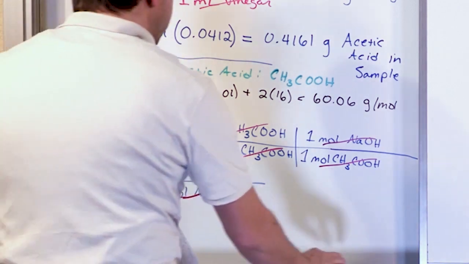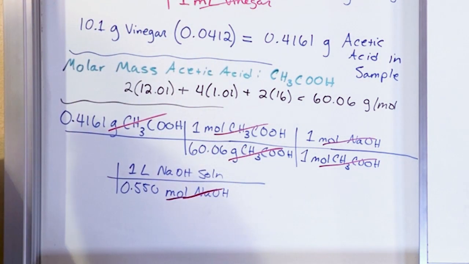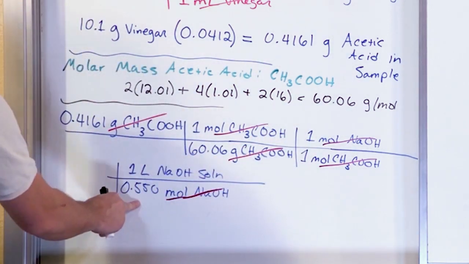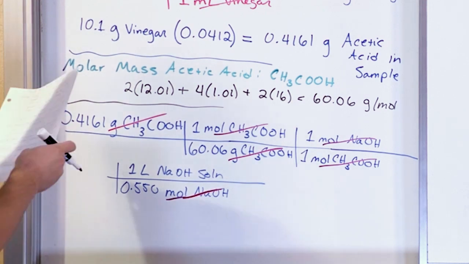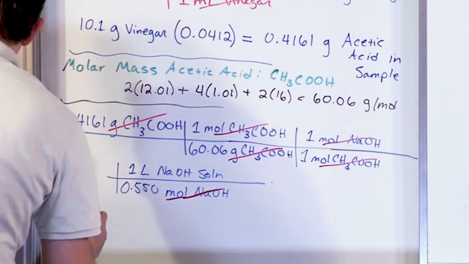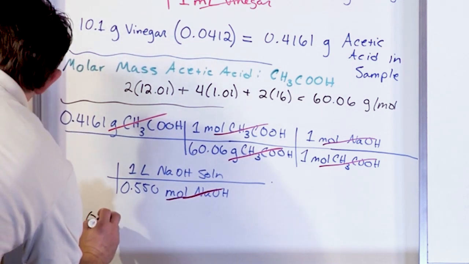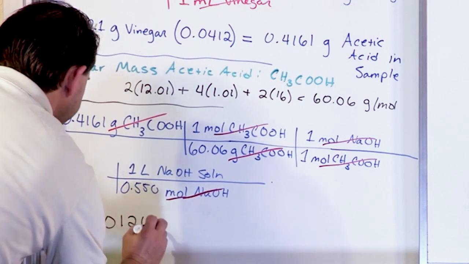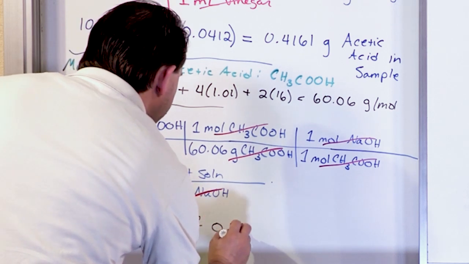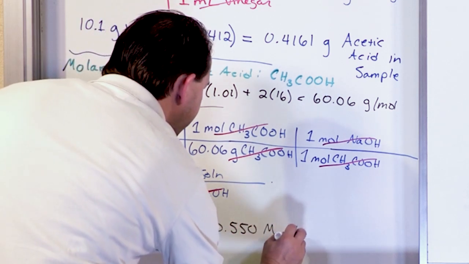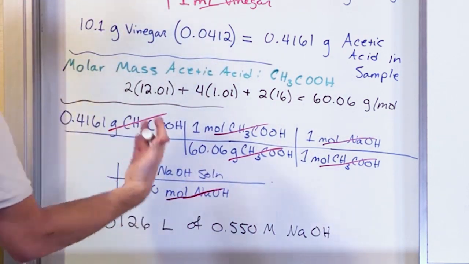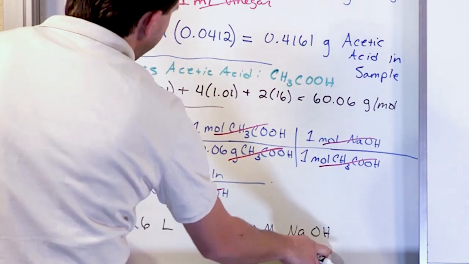So if you do all of this, take 0.4161 times 1 divided by 60.06 times 1 divided by 1 times 1 divided by 0.550, what you're going to get is, let me just write it down here, 0.0126 liters of 0.550 molar NaOH. So I'm just saying you need 0.0126 liters of that solution. That solution happens to be what we already were given in the problem statement here.